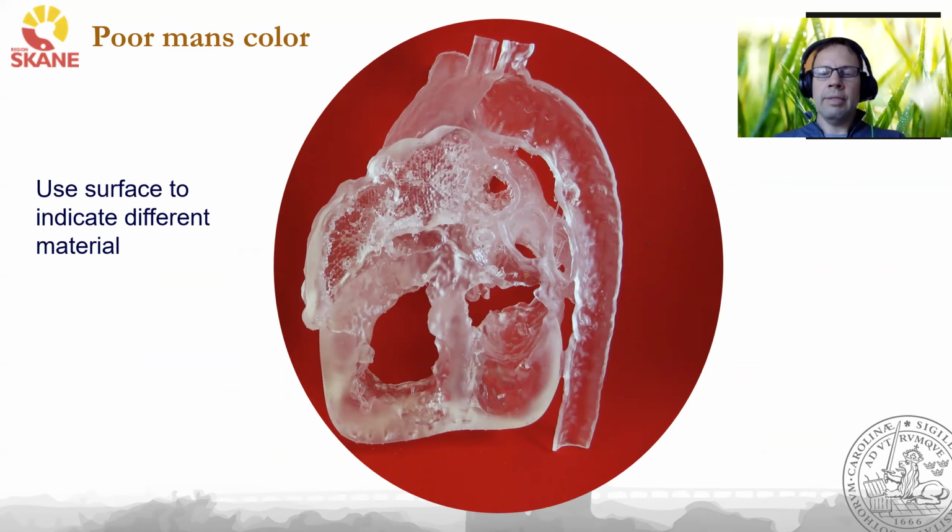Unfortunately, many of the printing techniques, as I mentioned, are only limited to one material. One thing that we have developed is to make certain structures rugged, and this can easily be seen in the print here. So this can be used to highlight different parts of the prints. In this case, the rugged surface is used to indicate that there's calcium in this wall.